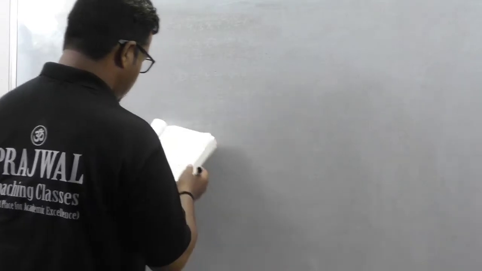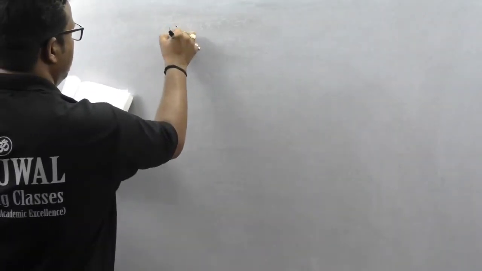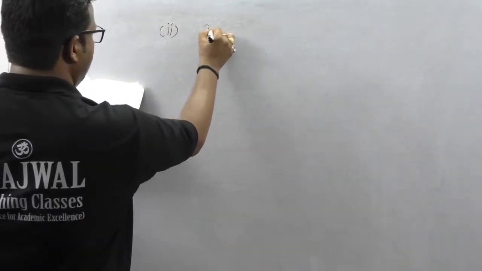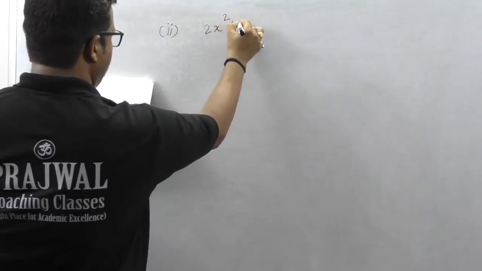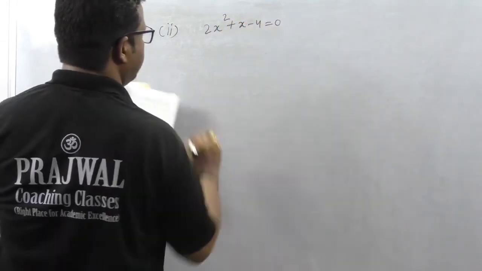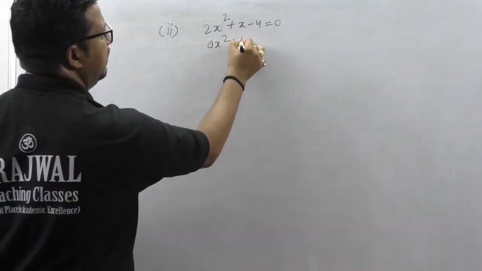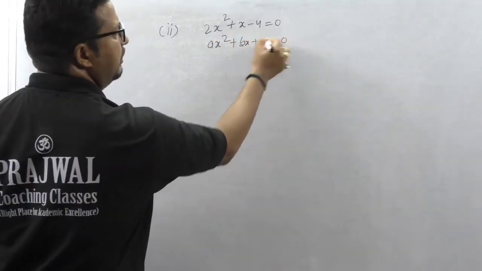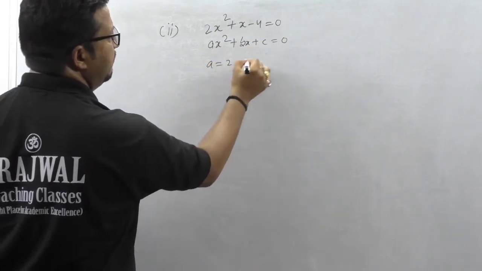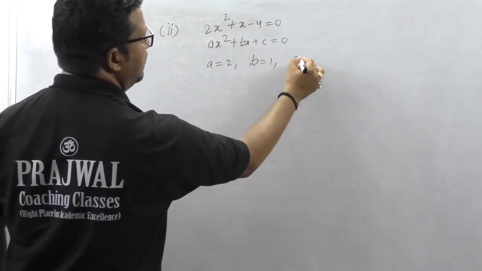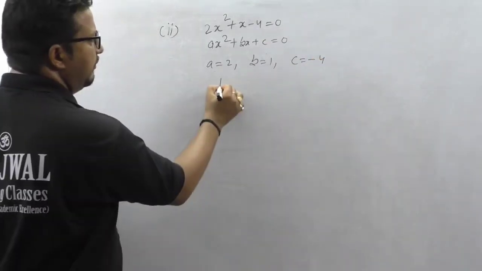Now second part I can do. For the second part, it is given 2x square plus x minus 4 equal to 0. Simply, we can compare with ax square plus bx plus c equal to 0. So a value is how much? 2 is given to you, b is how much? 1, and c is given how much? Minus 4. So you have to find D.